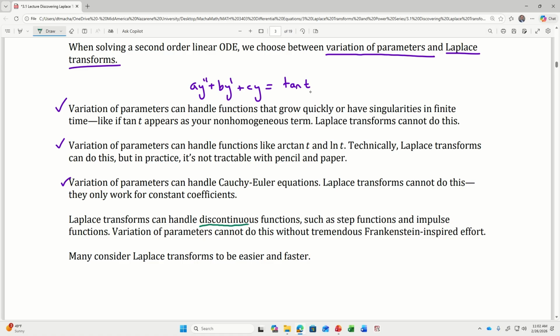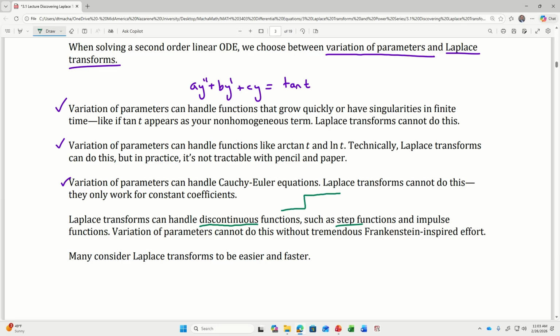Discontinuous functions it handles pretty well. So like a step function is a function that would look like this, where it's constant on one side and constant on another side, but then there's some kind of step discontinuity. Turns out Laplace transforms do really well when your non-homogeneous term is a discontinuous function, like a step function.